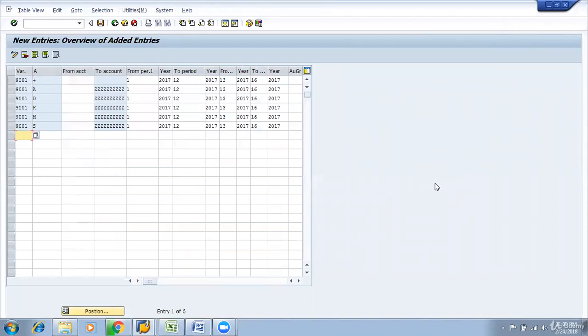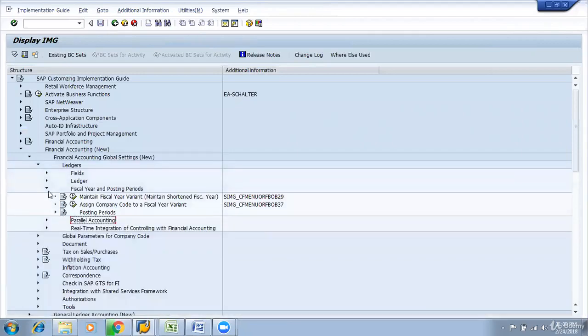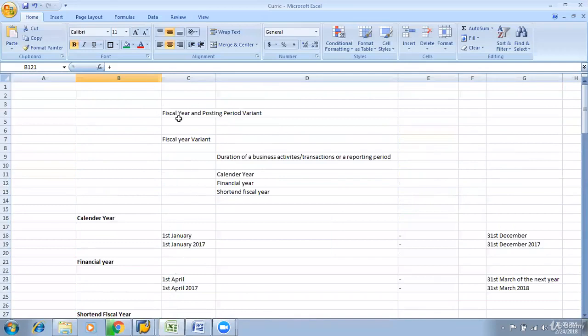I know this is not complicated, but not so easy to understand at first glance. You may need some practice. I've been seeing many students who come up with certain doubts in this area. Well, I have covered almost all the doubts which students asked for. Okay, let's move on. So we are done with fiscal year variant and posting periods as our today's topic.